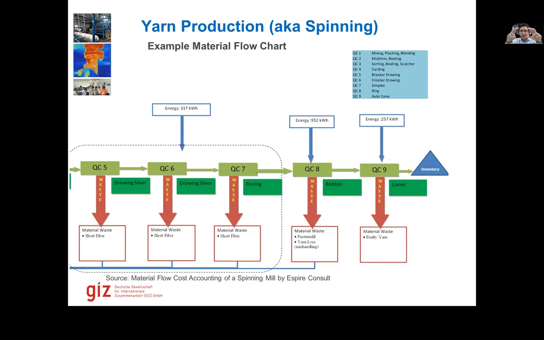So quantity center is a set of processes for which we can define the quantities of inputs, outputs, and wastes. You can see that we did a bit of blending here. For energy consumption, we had meters only combined for QC5, QC6, and QC7.